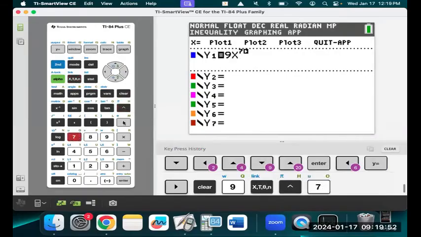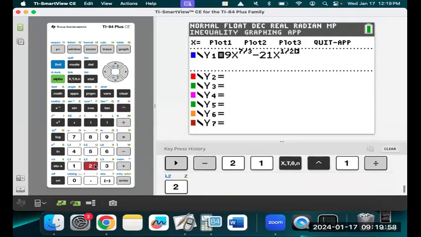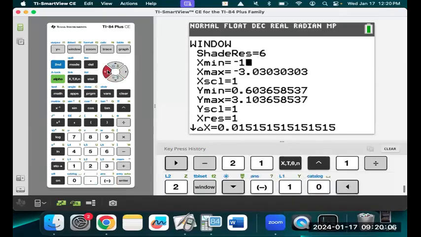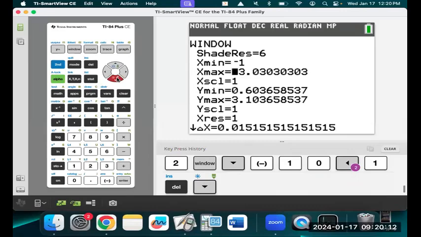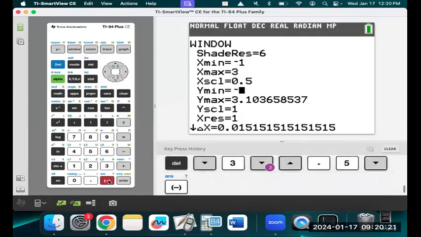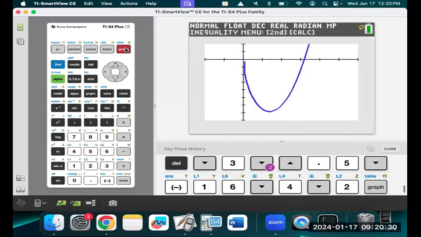Nine x to the 7/3 minus 21x to the 1/2. That's where it's always nice if you have a function that you can compare with. And then let's see, we did for the x-axis, -1 to, what was that? 3. And then we scaled by 0.5. For the y-axis, we did -16 to, I believe, 4. And then we scaled by 2. Okay, perfect. That is very nice. That matches exactly what we drew.